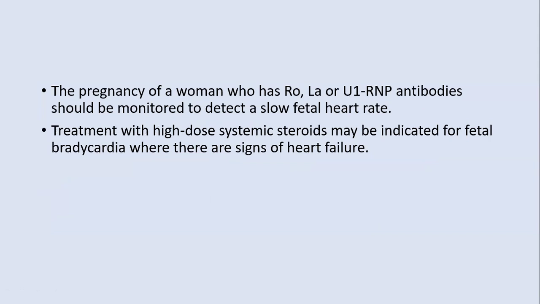The pregnancy of women who have Ro, La, or U1RNP antibodies should be monitored to detect low fetal heart rate. Treatment with high dose systemic steroids may be indicated for fetal bradycardia, and this treatment may help in treating the heart block which is going to develop in those fetuses in which there is bradycardia.